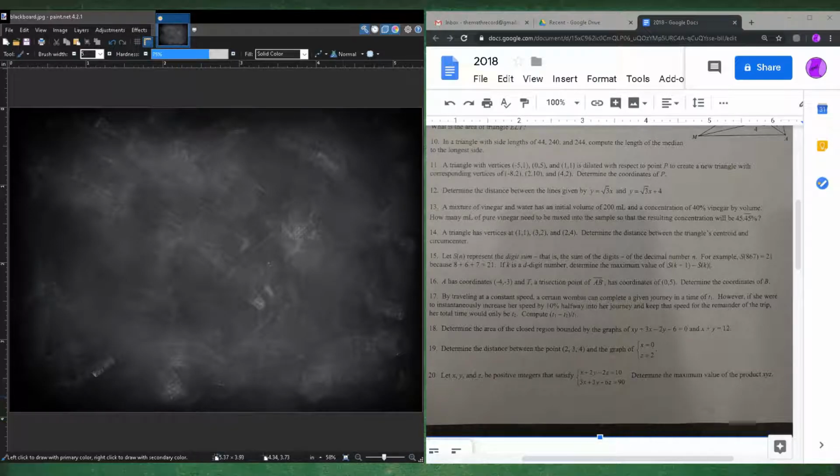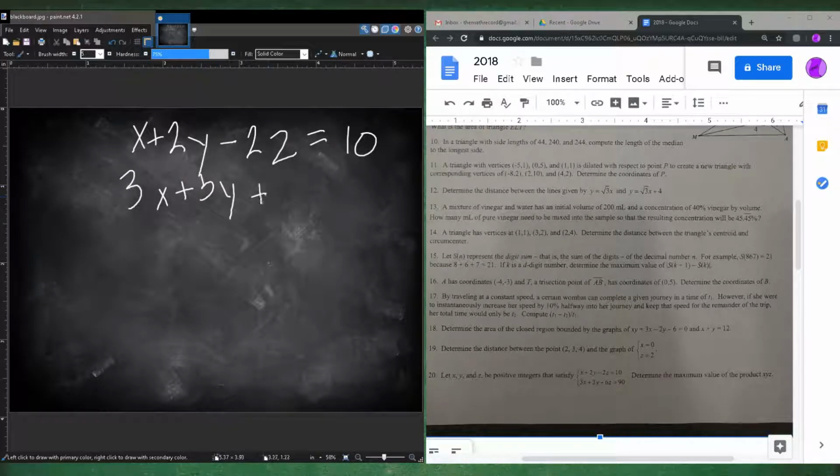Okay. Number 20. Let x, y, and z be positive integers that satisfy the equations x plus 2y minus 2z is equal to 10, and 3x plus 3y plus 6z is equal to 90. Determine the maximum value of the product xyz. Okay, so we have x plus 2y minus 2z is equal to 10, and 3x plus 3y plus 6z is equal to 90.